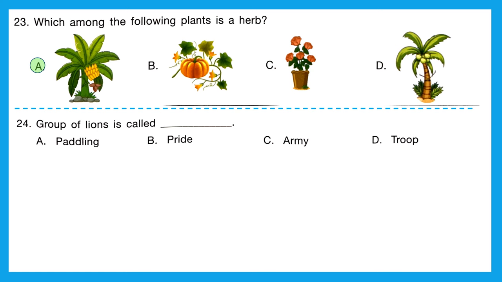But let's look at other options also. Option C is army. So group of frogs is called army, and troop is basically group of kangaroos, buffaloes, gorillas, etc. So that is called troop. So our correct answer is option B, group of lions is called pride.